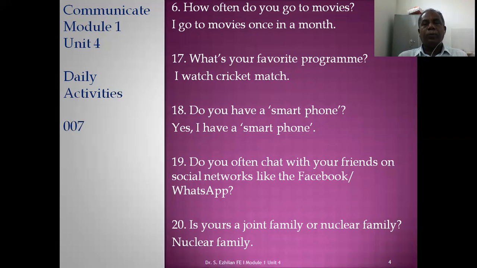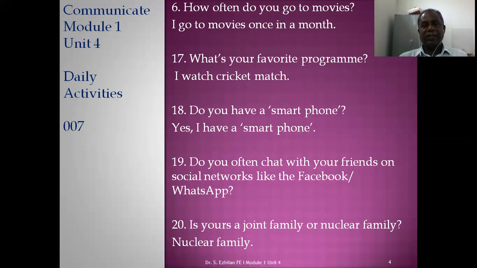What's your favorite program? They're asking about TV program. I watch cricket match. I watch serials. I watch some comedy scenes. That may vary from person to person, student to student. You can respond accordingly. What's your favorite program? I watch cricket match. And the 18th question, do you have a smartphone?